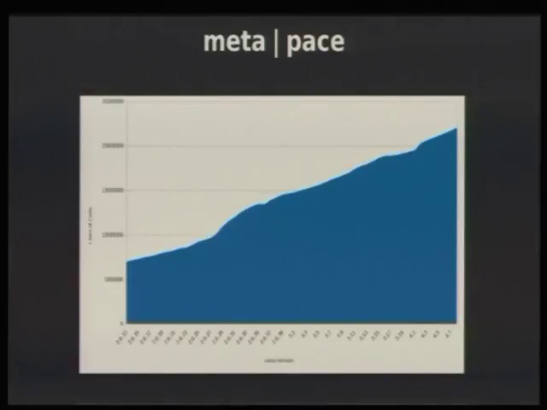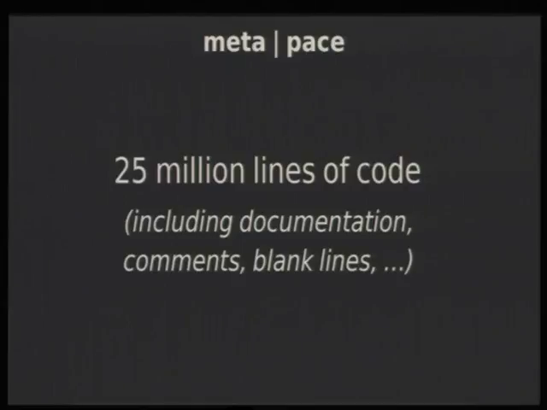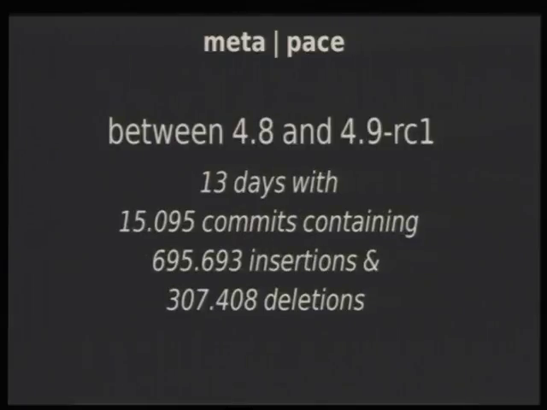I did a chart a year or two ago. There it maxes out at 21 or 22 million. These days we already are past the 25 million lines of code. That actually includes documentation, comments and blank lines. To give a quick example of how quickly the development happens.